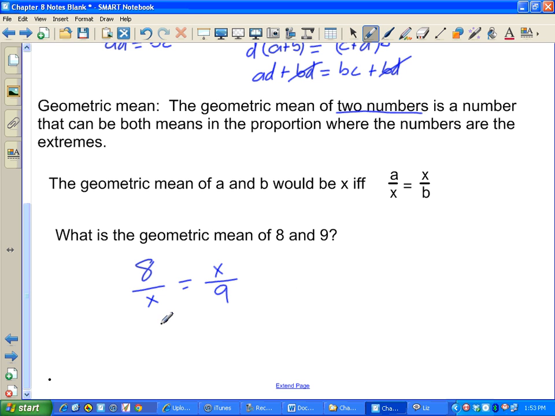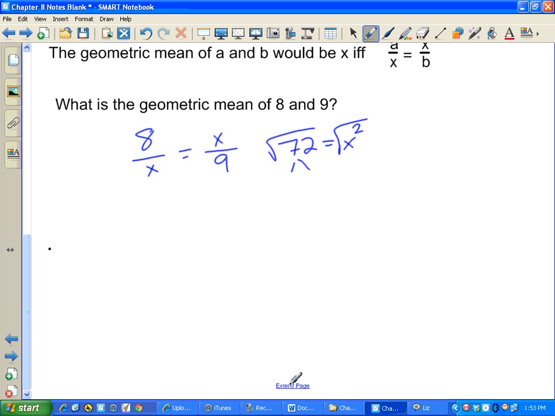In order to solve this, I'm going to use the cross product property again. I'm going to take 8 times 9 and set it equal to x times x, which is x squared. It is not 2x. To solve for what x is, I'm going to square root both sides, which means I have to do my simplest radical form. So I already know what 72 is. I just found it by taking 8 times 9.